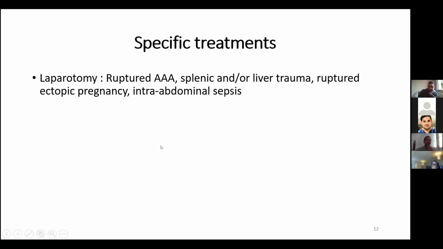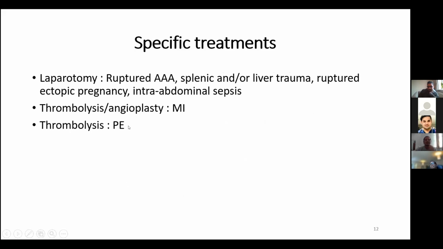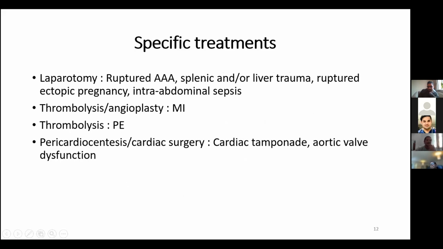So specific treatment includes a laparotomy for ruptured AAA, splenic and liver trauma, ruptured ectopic pregnancy, and intra-abdominal sepsis. For MI, we have to do thrombolysis or angioplasty. For PE, we have to thrombolyze the patient. And for cardiac tamponade, aortic valve dysfunction, what we can do is pericardiocentesis for cardiac tamponade, and also cardiac surgery for the aortic valve dysfunction.